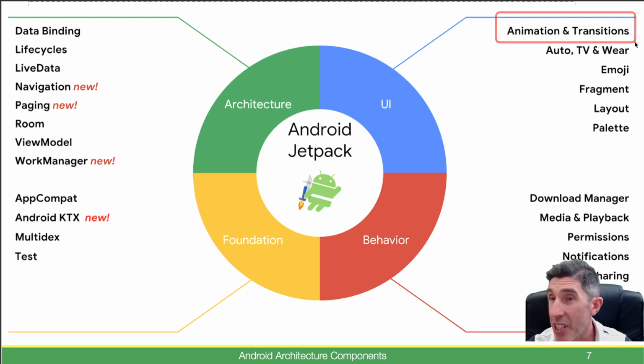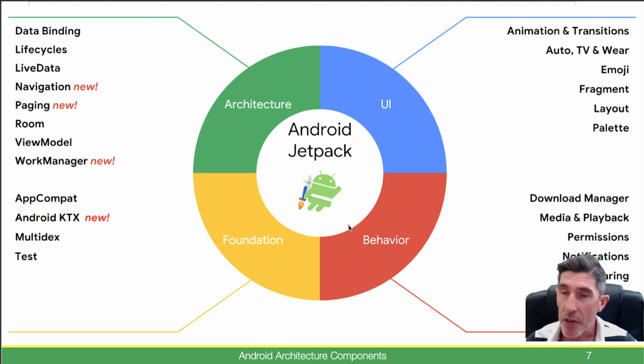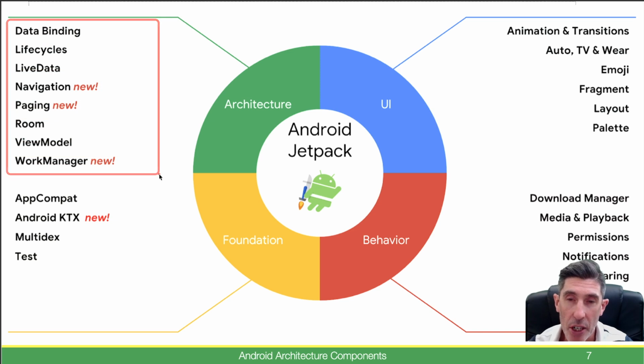Different animations, transitions, that does crop up under the navigation component, which we would have covered, and which also ties in there with fragments as well. We have our look at different layouts, all the rest of it. And then under behavior, there's download manager, look, media and playback, permissions, we'll be looking at that. And we have a little bit on sharing, and slice there as well. So if you want to, you can go off and have a look at some of those other components within the overall Jetpack library. But as I say, we'll be focusing mostly within the architecture category.